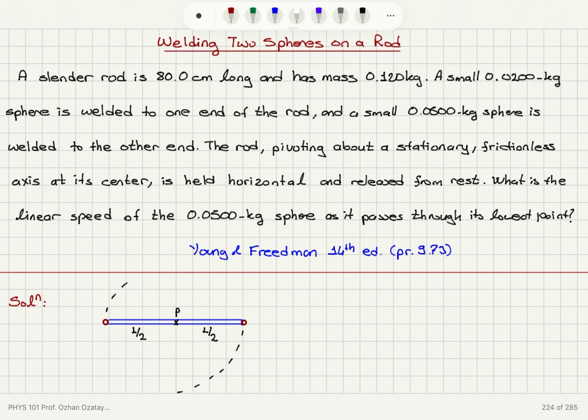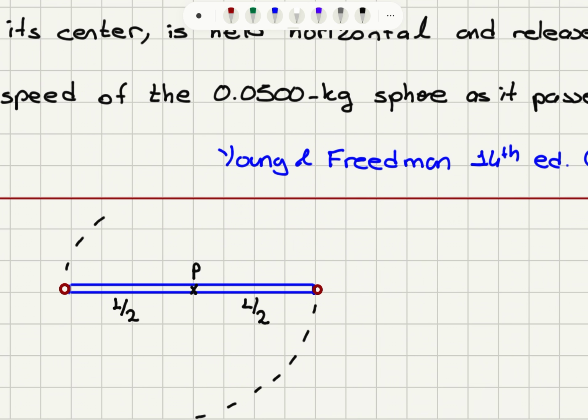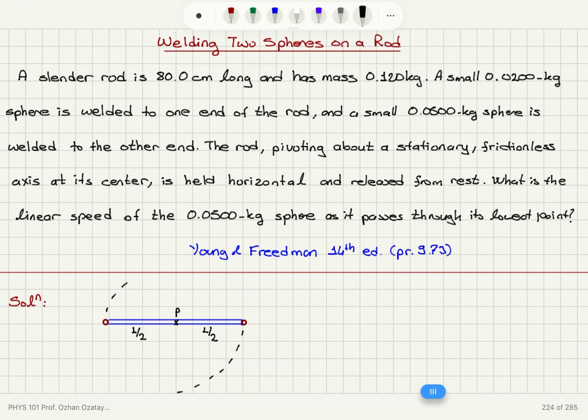So you can see that this is our rod. This is the center. At a distance L/2 from the center, we have one sphere and a bigger sphere on the other end, and this is going to rotate about the center of the rod. Before this rotation starts, before it's released, we can look at the initial potential energy of the system.